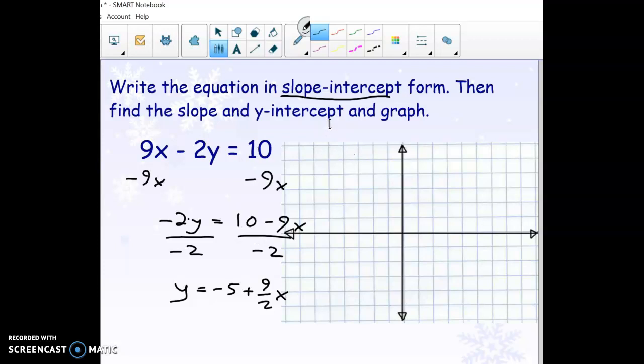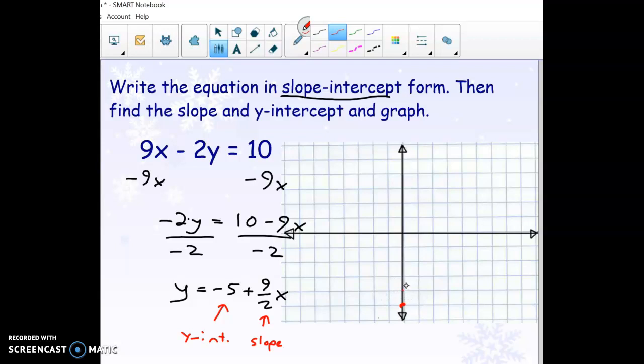One of the reasons we have the different forms is that slope-intercept form is the easiest one to graph. Now that we have it in this form, here is our slope. The thing that's in front of x is our slope. And the part that's not with x is our y-intercept. So if we want to graph, we can just plot a point at negative 5 and then use a slope of 9 halves.